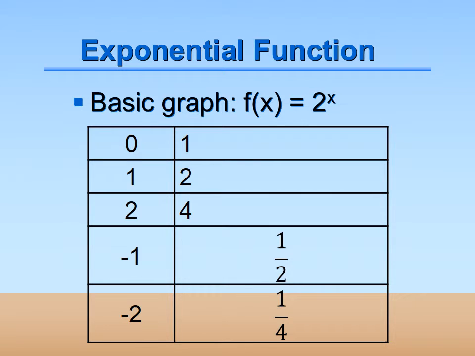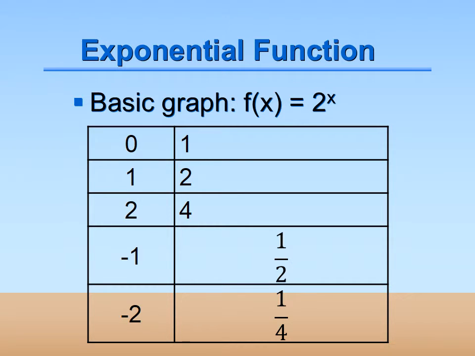So for x's, we can have positive or negative x's. So let's try -1. Okay, so 2 to the -1 power. Well, remember, when you have a negative exponent, you take the reciprocal. So 2 to the -1 is actually 1 over 2 to the 1. And 1 over 2 to the 1 is 1 over 2. Now let's try x is equal to -2. So that becomes 2 to the -2 power, but because it's a negative exponent, we're going to take the reciprocal, so we get 1 over 2 to the second power. And then 2 to the second power is 4, so we get 1 over 4.